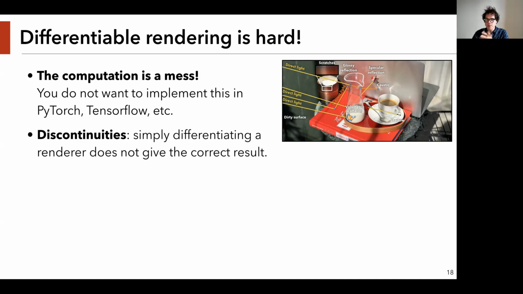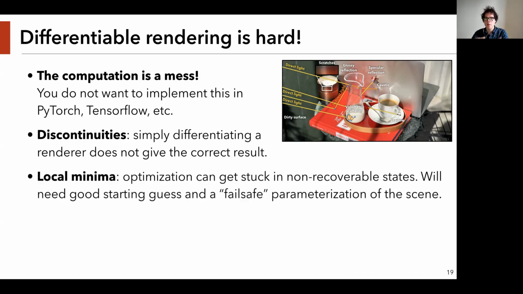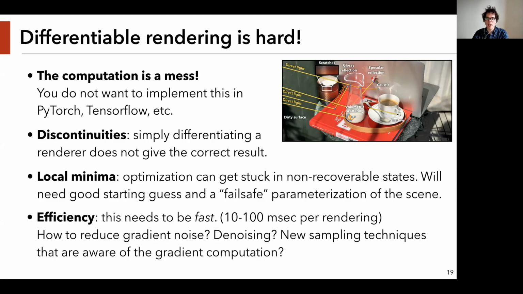One interesting aspect is that we have visibility, and visibility changes in the real world. And so that actually introduces discontinuities. And that means if you just naively differentiate your rendering algorithm, you're actually not going to get the right results. So you have to be more careful about that. Also, just having derivatives doesn't necessarily mean that you can solve challenging problems. You could always get stuck in a local minimum, and developing parameterizations that are more robust in that setting is also a really interesting problem.